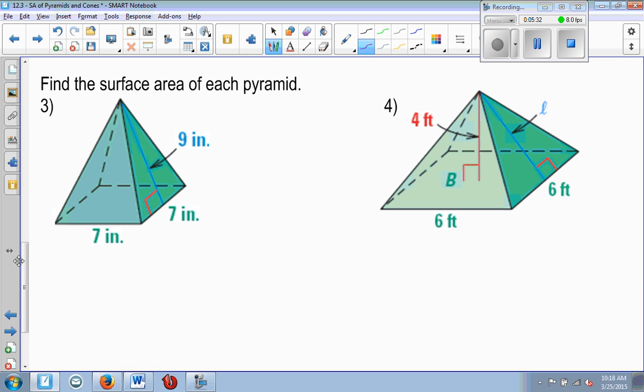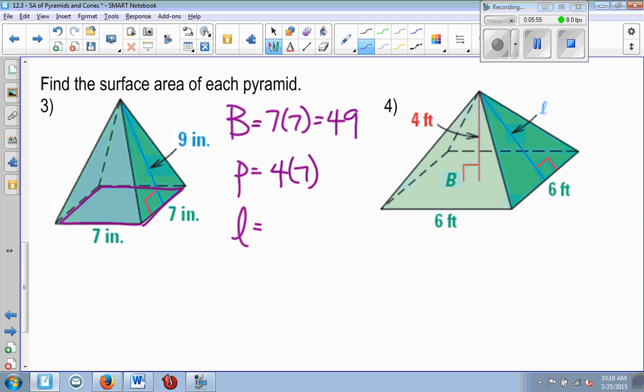Moving down, we get into our first couple of problems where we have to find the surface area. So the surface area of a pyramid is going to require that I know the B, the P, and the L. If I want to find the big B, that's the area of the base. The base is a square 7 by 7, so easily found by multiplying 7 times 7. You get 49. The perimeter of the base, it's got 4 sides. They're all 7. So 4 times 7 gives me a perimeter of 28. And conveniently in this problem, the slant height is given to me. I don't have to find it.